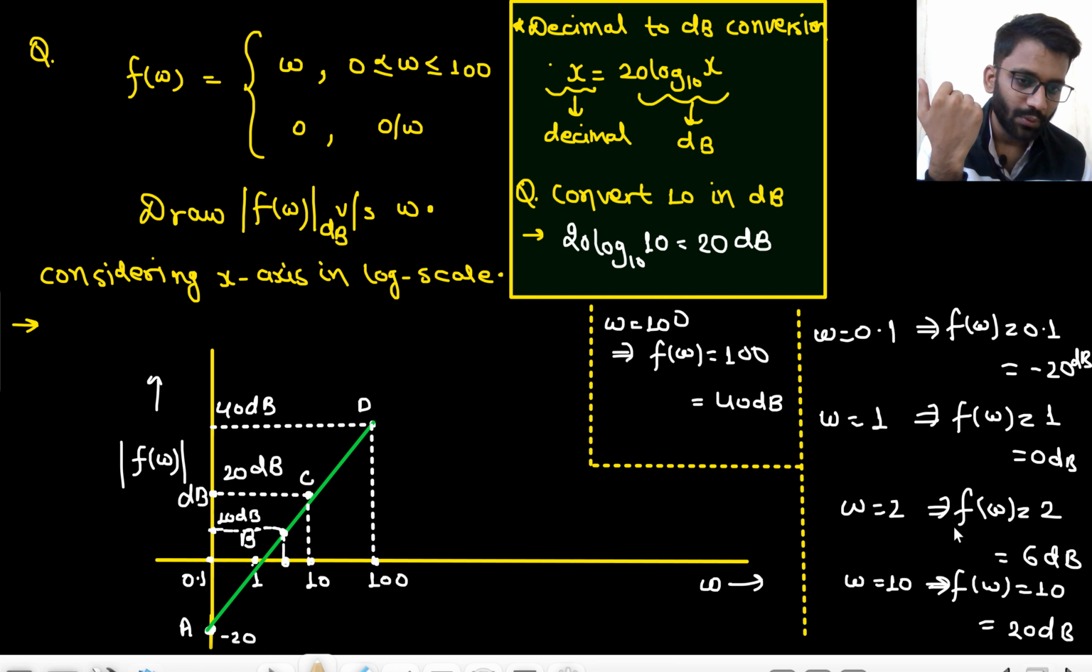Now at omega equals 2, somewhere here I was having 6 dB gain. So this point would have been omega equals 2.